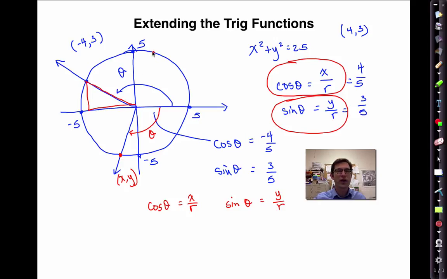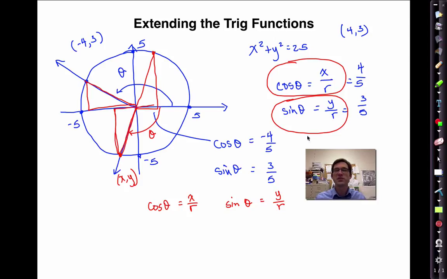There's a right triangle, right? Any point on a circle. Here, let's take a look at this one. That right triangle, right? All these right triangles occur because the radius is the hypotenuse, and then the x and the y coordinates are simply the legs.